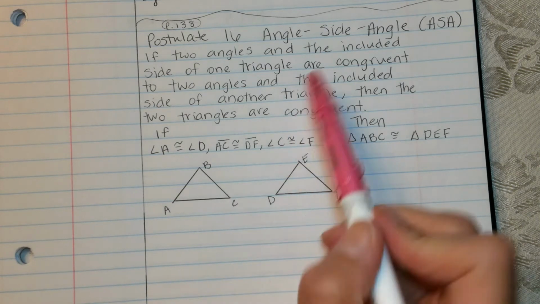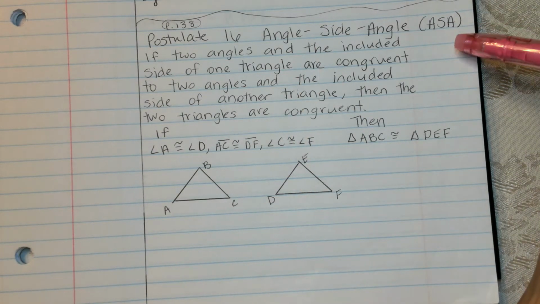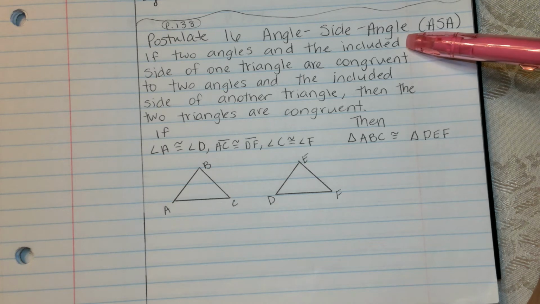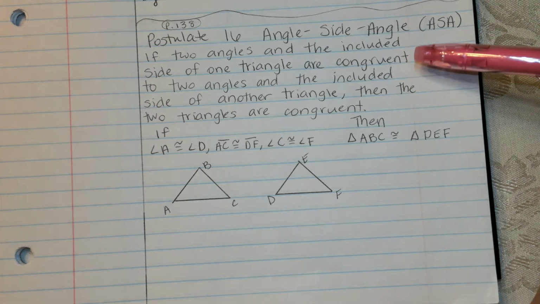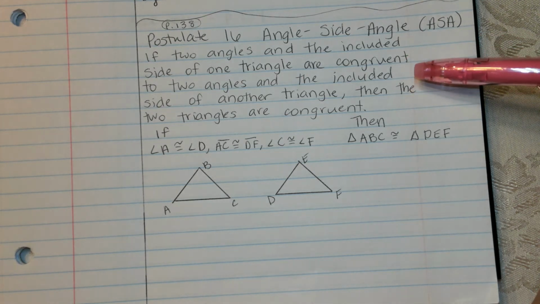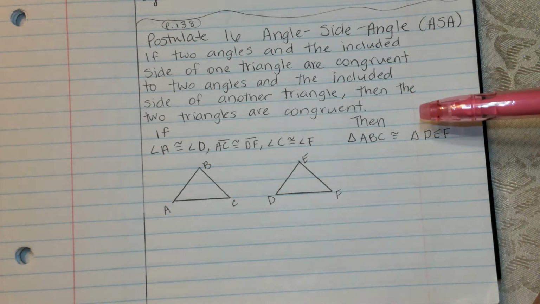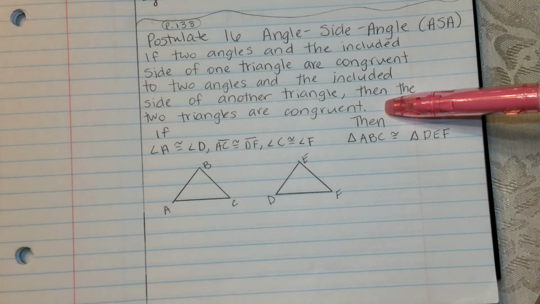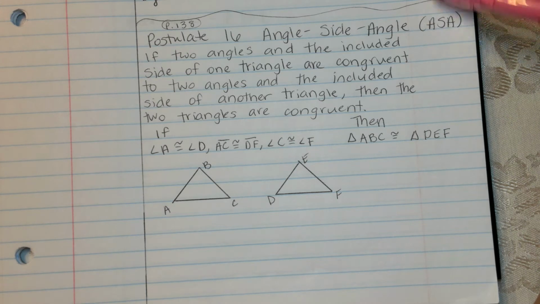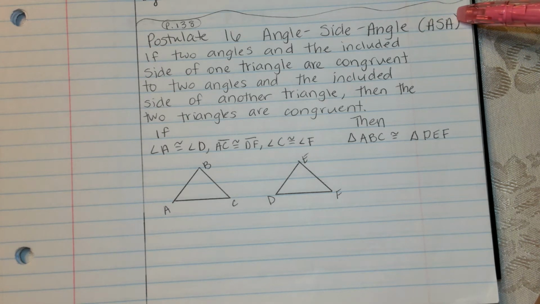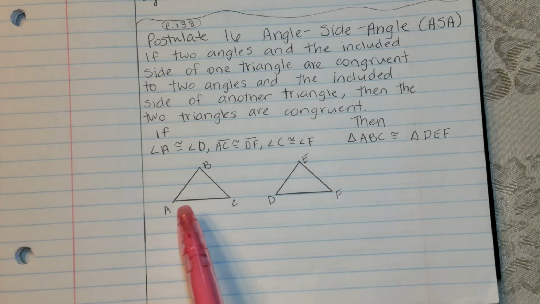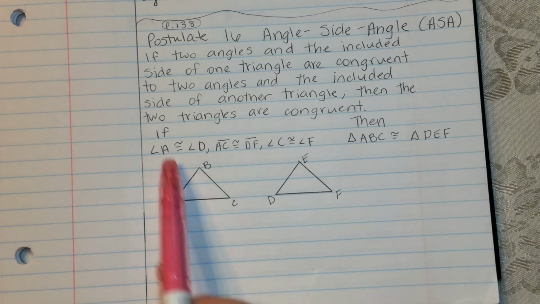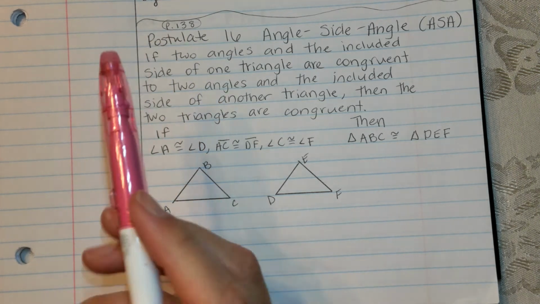Okay, so what this one says, and again, pause whenever you need to. If two angles and the included side of one triangle are congruent to two angles and the included side of another triangle, then the two triangles are congruent. So it goes in order on a triangle, the angle, and then the side, and then the next angle. So kind of like as you're tracing it, one angle, side, angle. So just remember angle, side, angle. So this is the theorem or the postulate that's in the book, page 138.